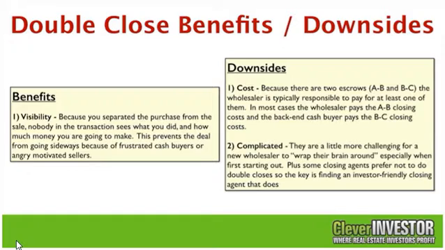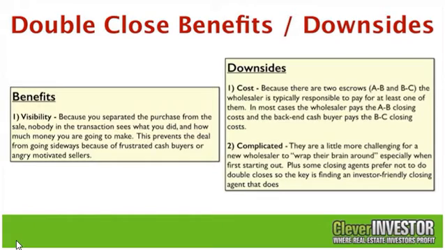So like I said before, even though this method costs more money, and the reason is you have multiple sets of closing costs, it's totally worth it, especially if you're hesitant for everybody in the transaction to see what you're making as a wholesaler. So the main benefit of a double close is visibility. Because you separated the purchase and sale, nobody in the transaction sees what you did, or how much money you're going to make. This prevents the deal from going sideways because frustrated cash buyers or angry motivated sellers don't know what's going on. There is some paperwork they have to sign, letting everybody in the transaction know that all or part of the funds in a separate escrow are being used to fund a different escrow, but besides that, no hard numbers are being shared.